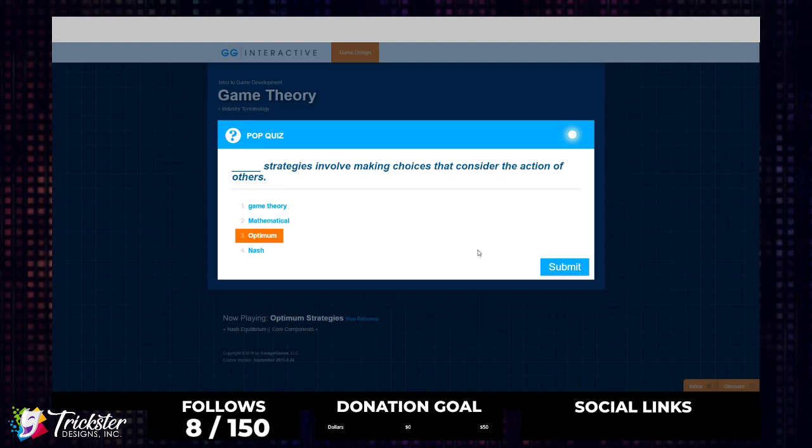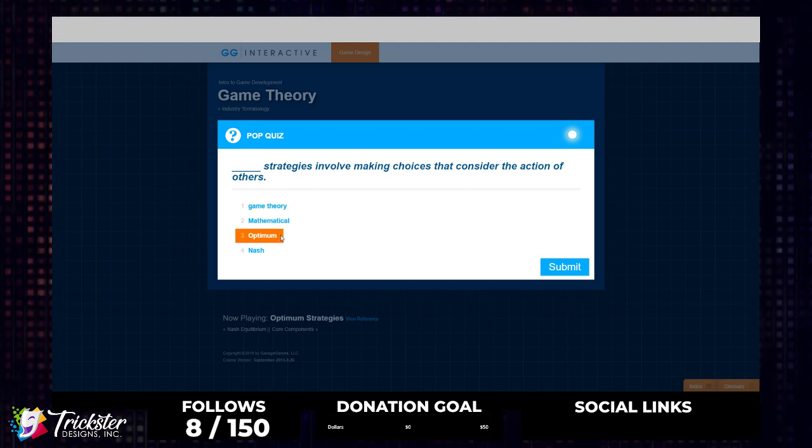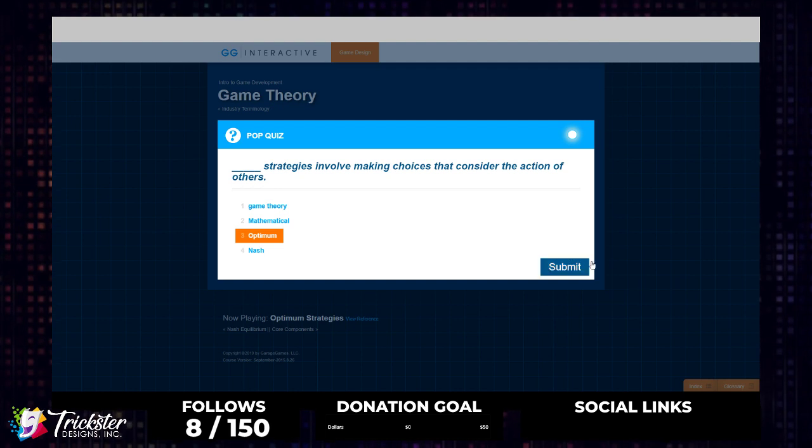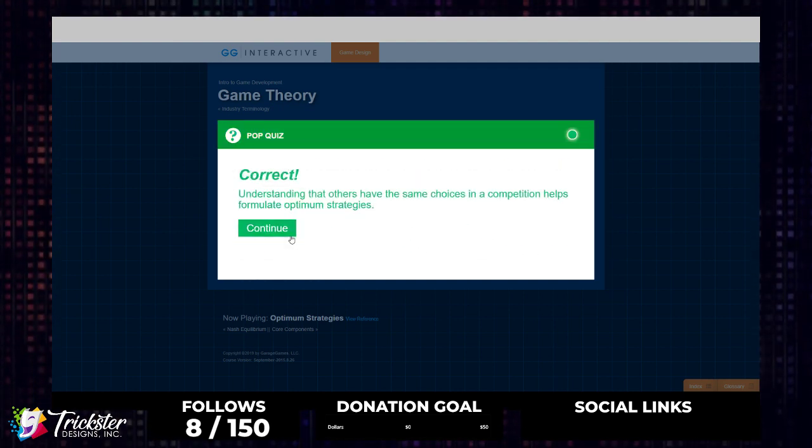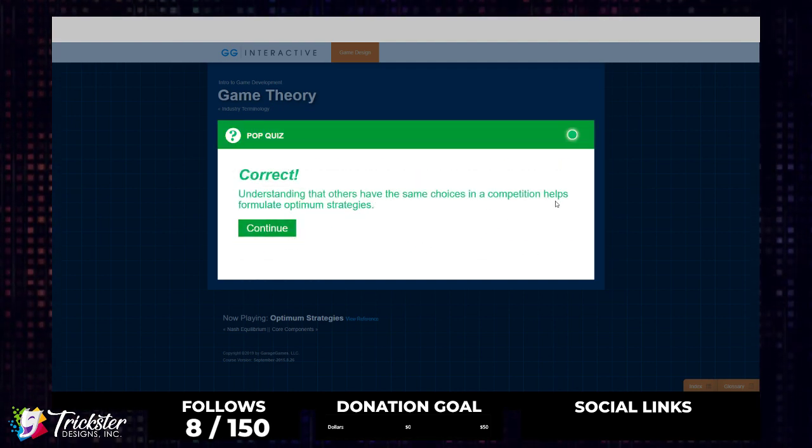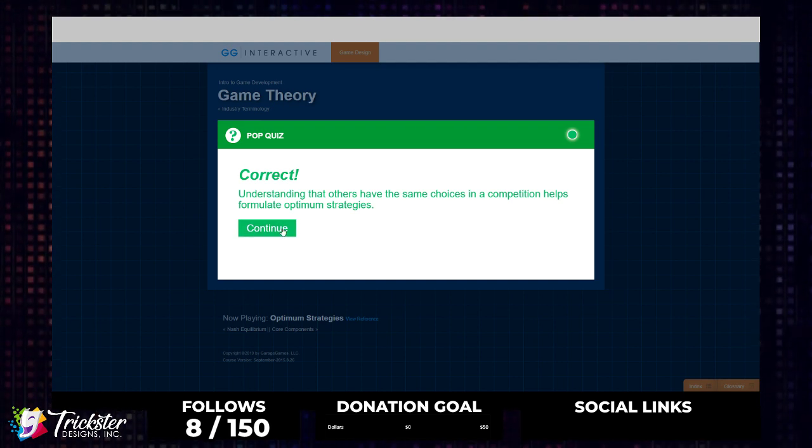Optimum strategies. Yeah. Mathematical strategies, game theory, optimum. Understanding others have the same choices in a competition helps formulate optimum strategies.